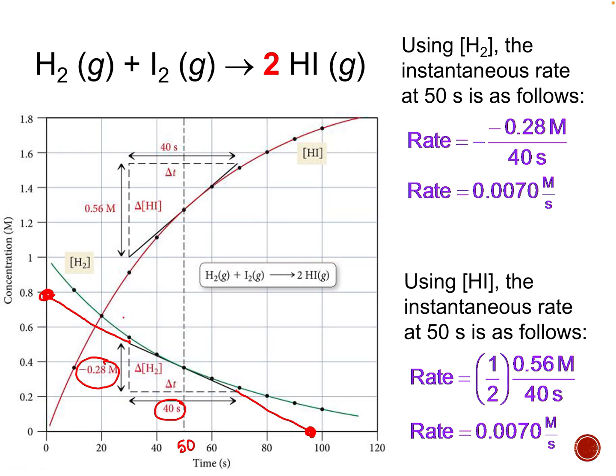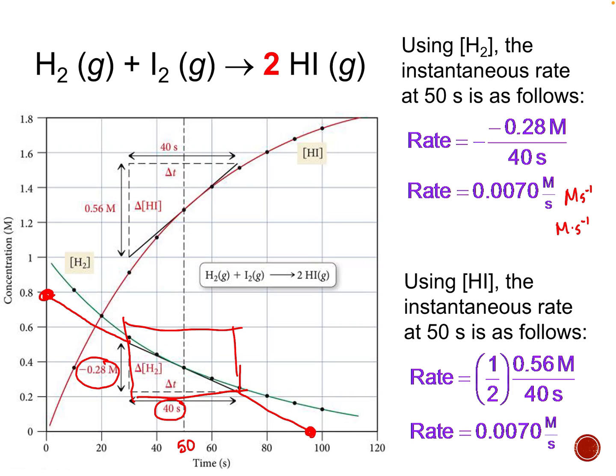Okay, but we're looking at just this section of our tangent line, okay? And so for every 0.28 molar is 40 seconds. So our rate is 0.0070 molar per second, right? And again, you can write this as molarity, s to the -1. Sometimes you can write it like this, right?